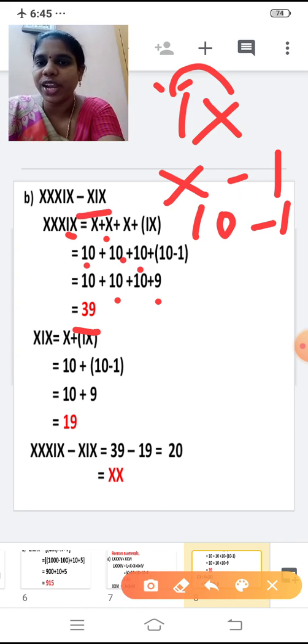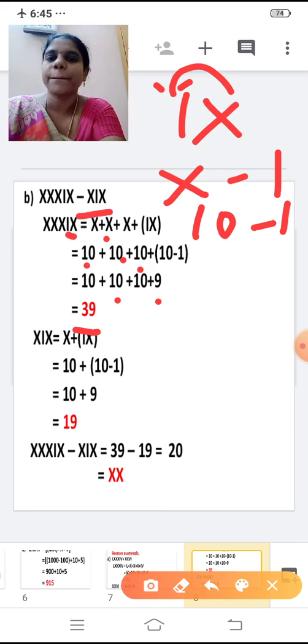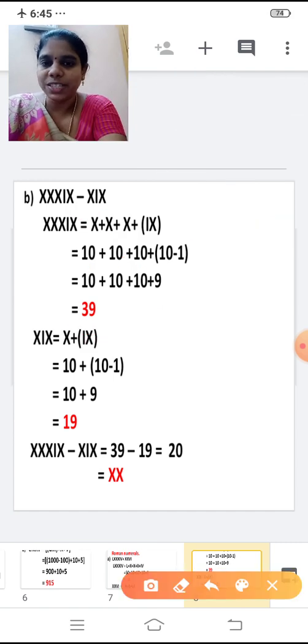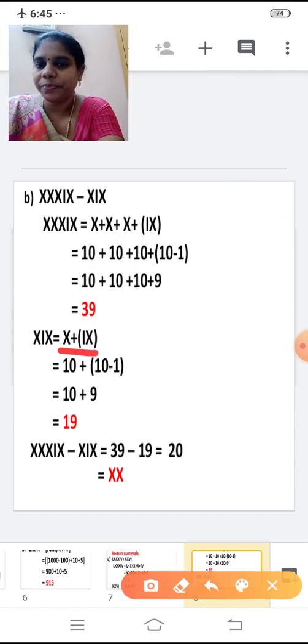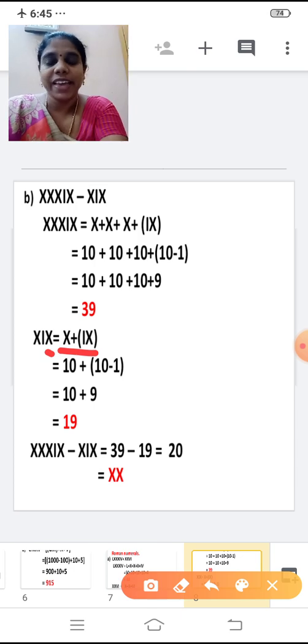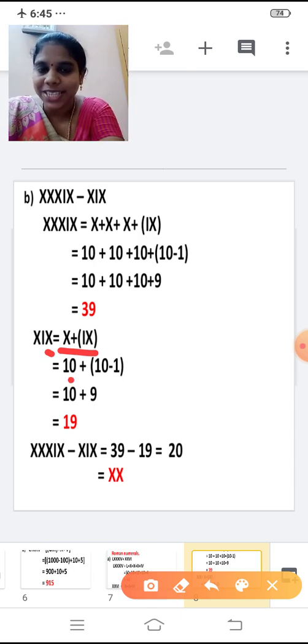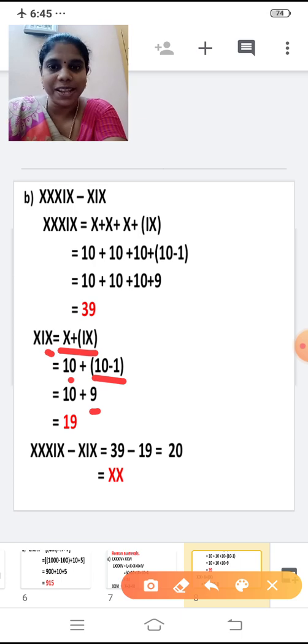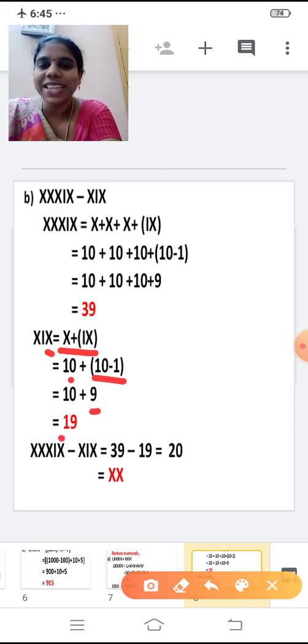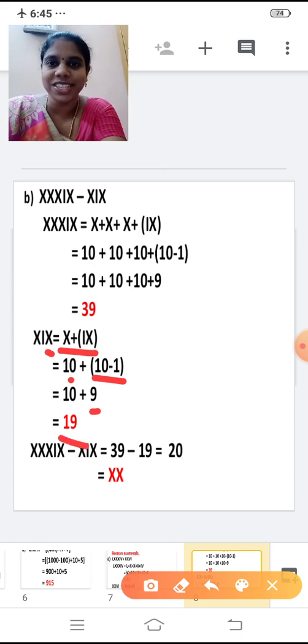Now we are going to find out the value for XIX. So how to write this? X plus IX. We know the value for X, right? 10 plus, what is the value for IX? Just now we saw, right? 10 minus 1, that means X minus I. 10 minus 1 means 9. So 10 plus 9, 19. The value for XIX is 19.